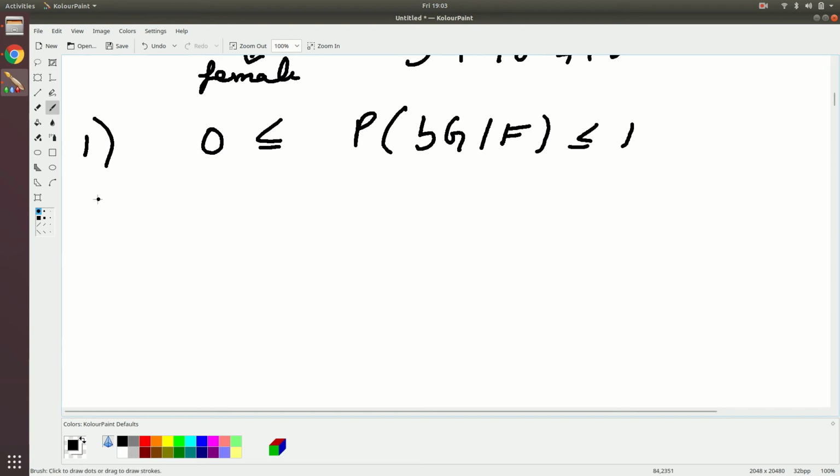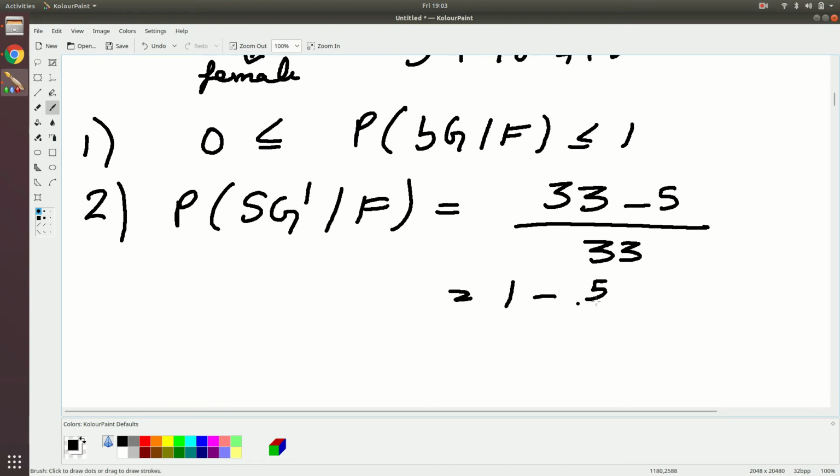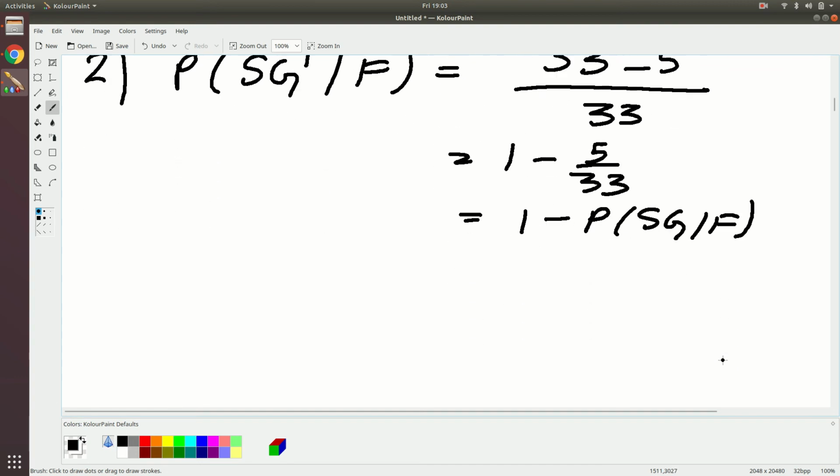Okay, so similarly we can also see what is the probability that you don't pick a Singaporean given that you pick a female student. So this is going to be how many non-Singaporean female students there are, that is this. So this is going to be 1 minus 5 over 33, but if you observe, that is nothing but 1 minus P of SG given F. So this is like the second law of conditional probability.